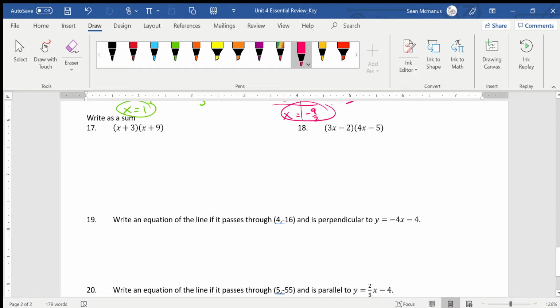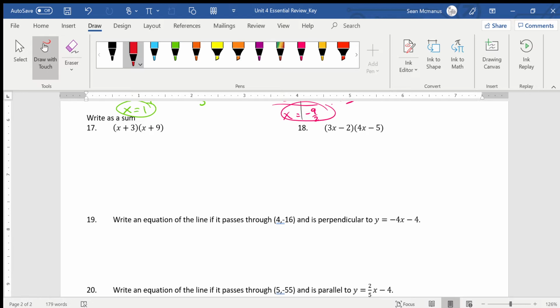Okay, last stretch here in our essential review for the Unit 4 test. So write as a sum, looking at question 17 here. The people that set this up the correct way on the last test did pretty well on this. And there were a few people even during the test who were like, I don't know what to do. And I said, make the boxes. And they're like, oh, okay, now I know what to do.